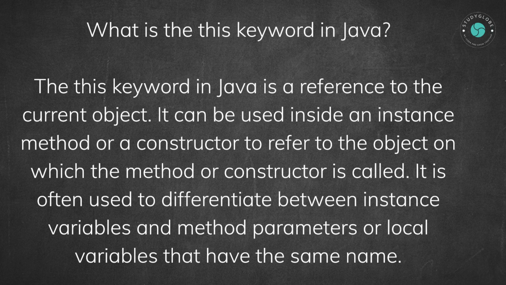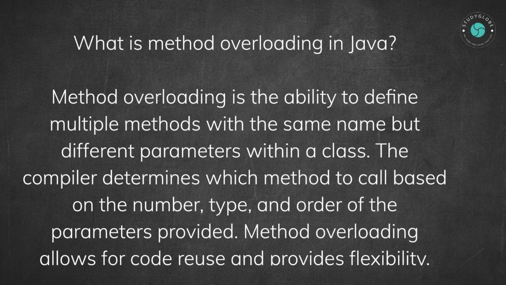What is the this keyword in Java? The this keyword in Java is a reference to the current object. It can be used inside an instance method or a constructor to refer to the object on which the method or constructor is called. It is often used to differentiate between instance variables and method parameters or local variables that have the same name.